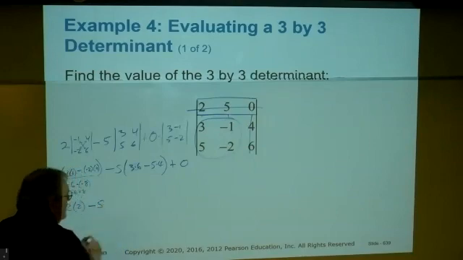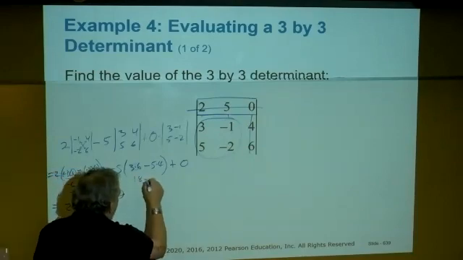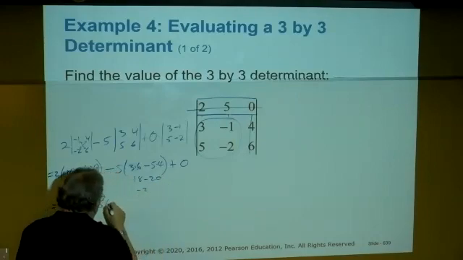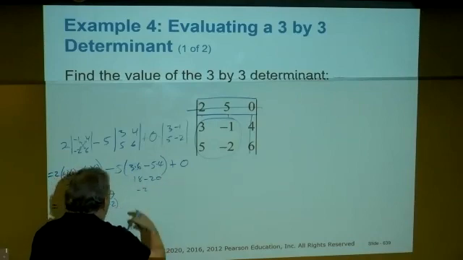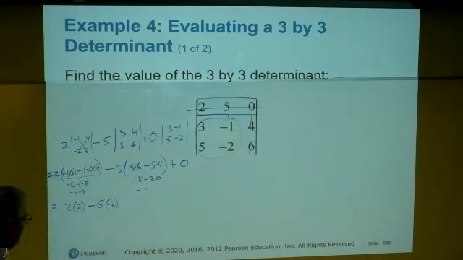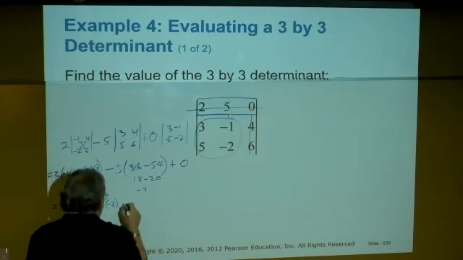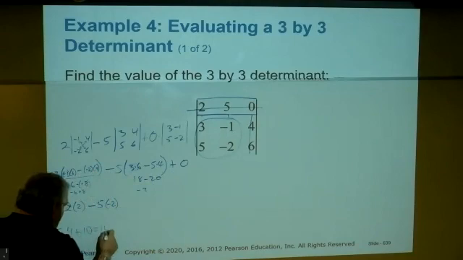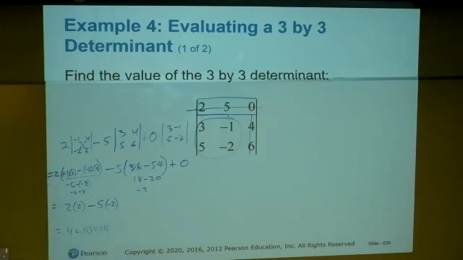Minus 5 times, well, this is 18 and this is 20. So this is a -2. So this is minus 5 times a -2. And the plus 0, I don't need to worry about. And so I have 4 plus 10, which is 14. Questions here?